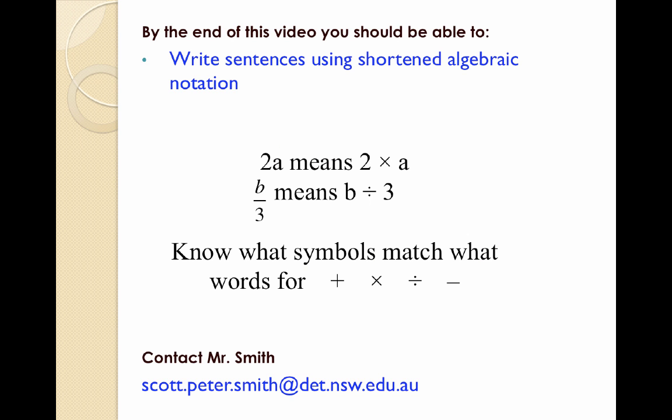Hopefully this video helps you to create sentences that use the shortened algebraic notation. You should know that 2a means 2 times a and b over 3 means b divided by 3. And you should also know what symbols match with what words for plus, times, divided by, and minus.